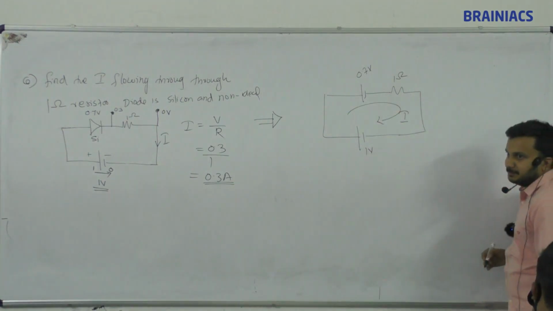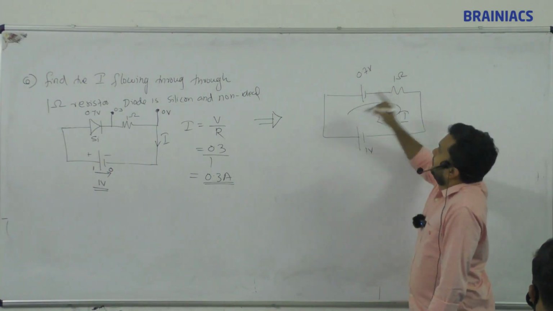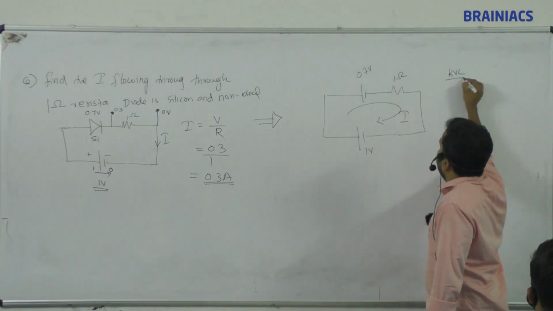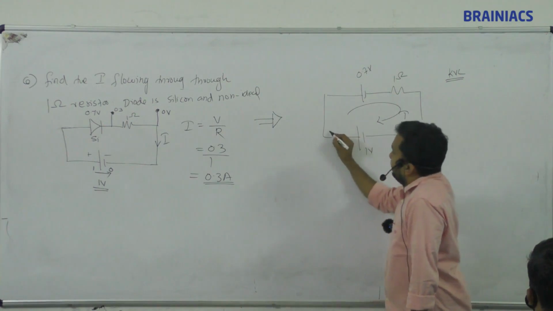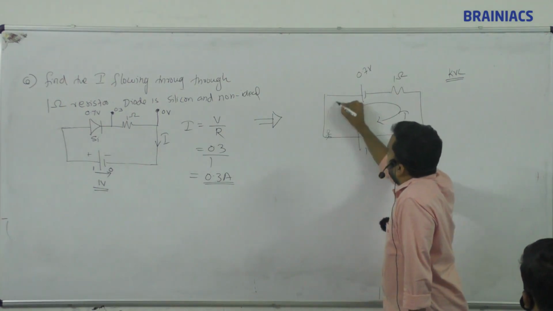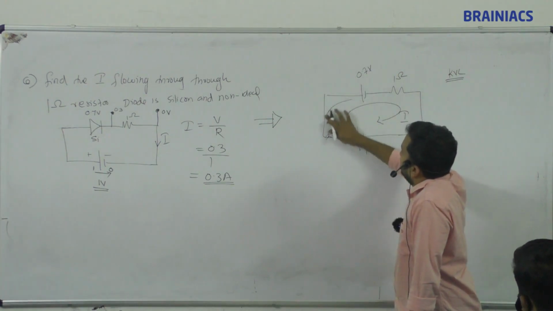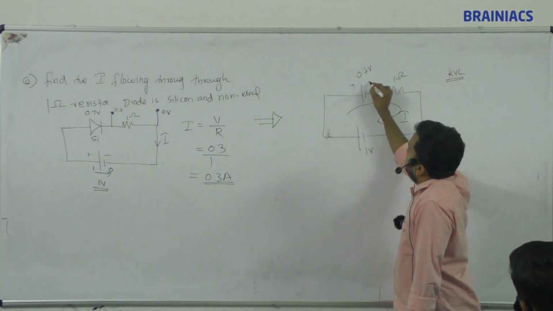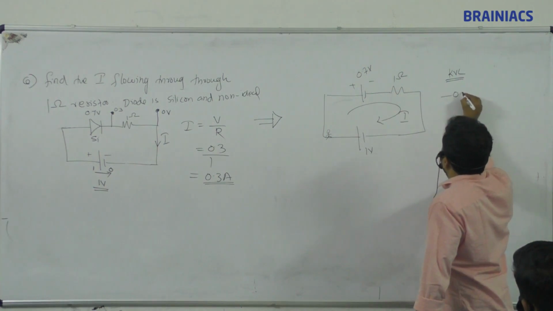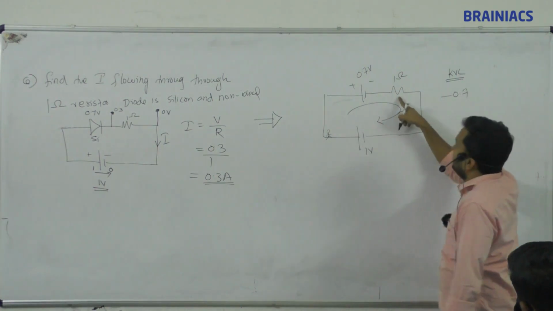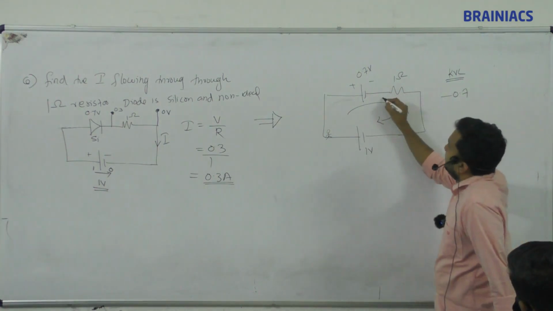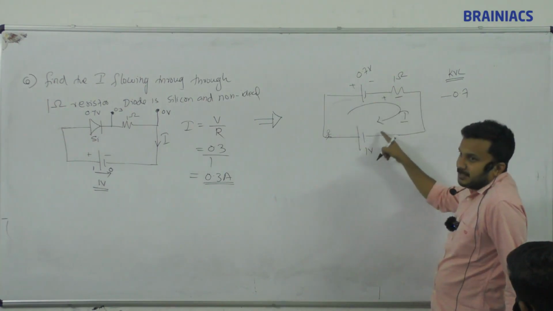So how to find it out? We'll apply KVL in a simple way. You can solve the circuit. If I am a guy walking from here and coming back, first I am seeing the voltage. Going from plus to minus, decreasing, means minus 0.7. Then what will the voltage be here? I am going from plus to minus.